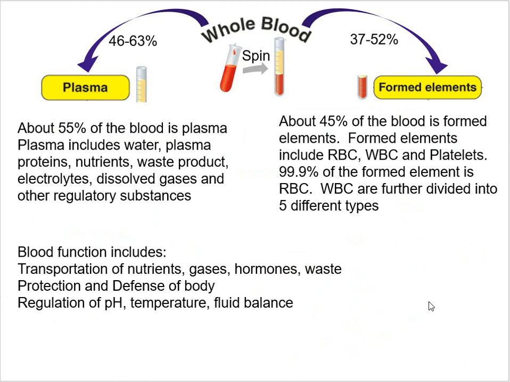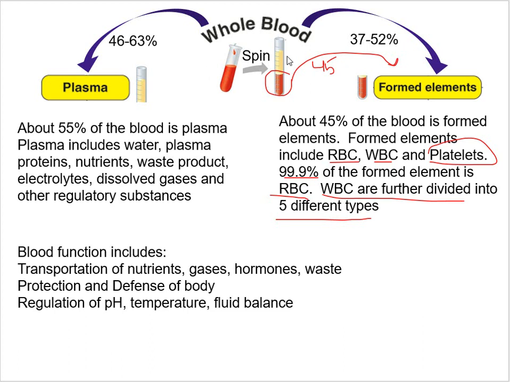And now let's summarize the whole presentation. So we basically said that the blood is divided into 2 parts. One part is the formed elements. The formed element, we said, is approximately 45%. And the formed element is made up of red blood cells, white blood cells, and fragments of cells called platelets. 99.9% of the formed element is red blood cells. White blood cells are further divided into 5 different types of cells.